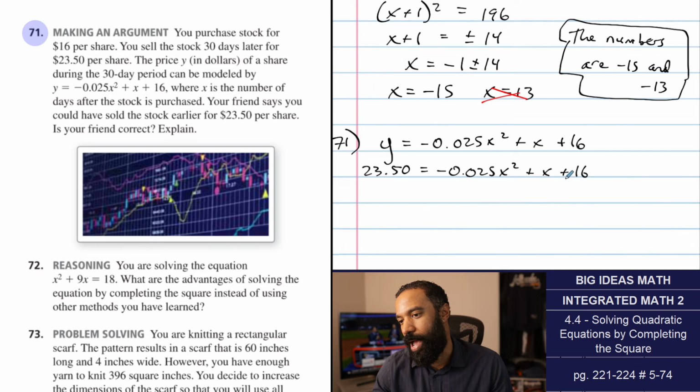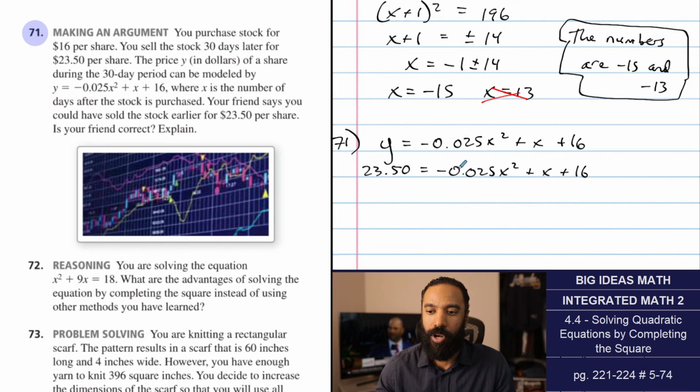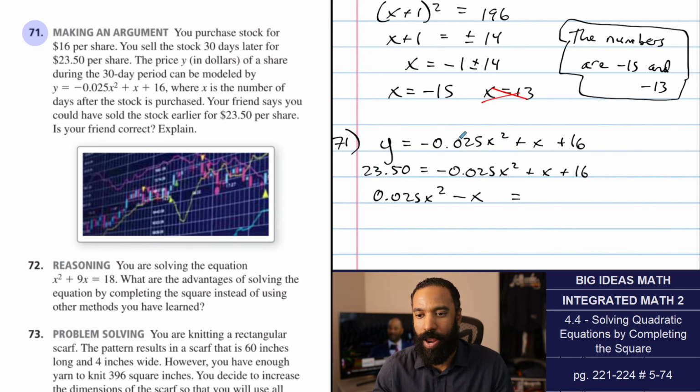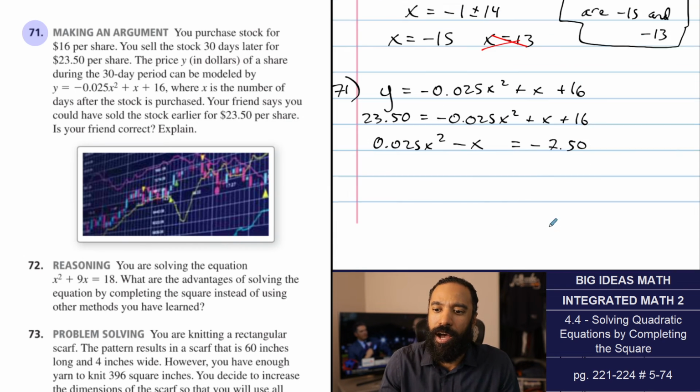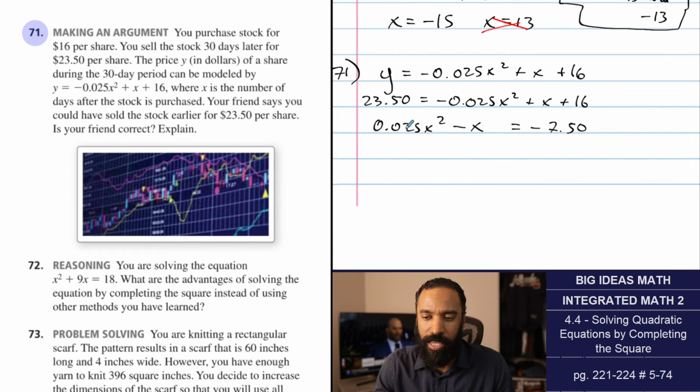Let's subtract the 16 over. Sorry, I'm going to add this over: 0.025x squared. Let's make that positive. Subtract the x over. And now let's subtract 23.50 over, and we'll get negative 7.50. I want to get this number up higher. What do I multiply? 400?